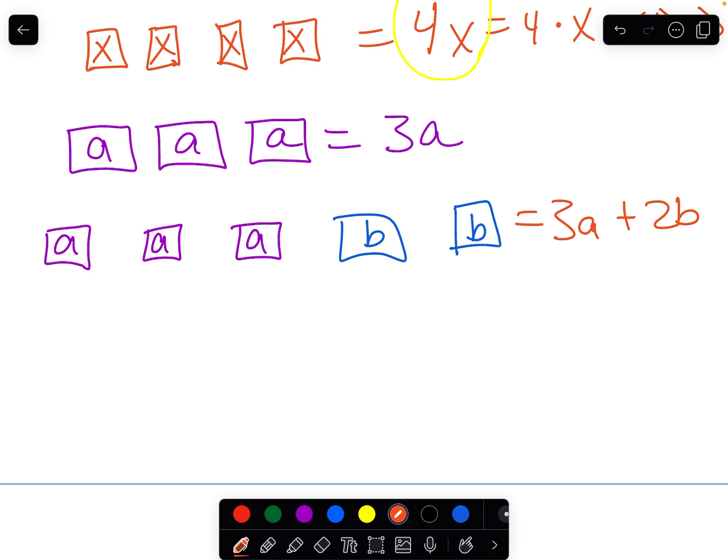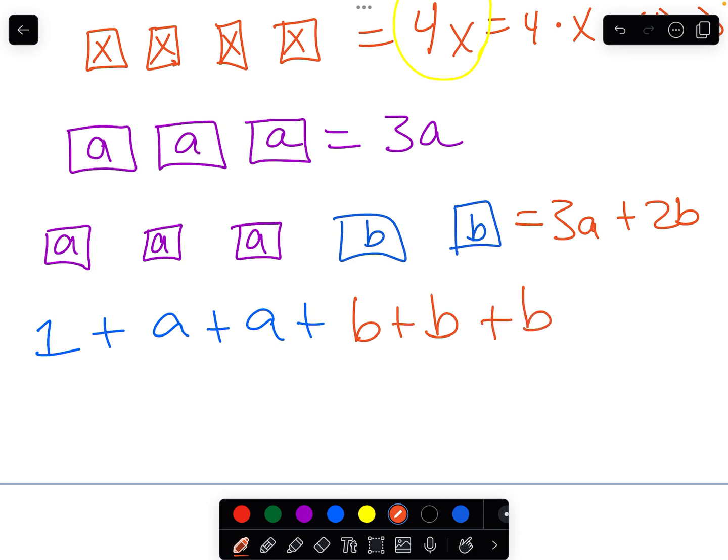Now, what if I have this? 1 plus A plus B plus B plus B. Well, now I've got 1 plus 2A plus 3B. I'm not going to show the equal sign. That 1 plus 2A plus 3B would be my algebraic expression.